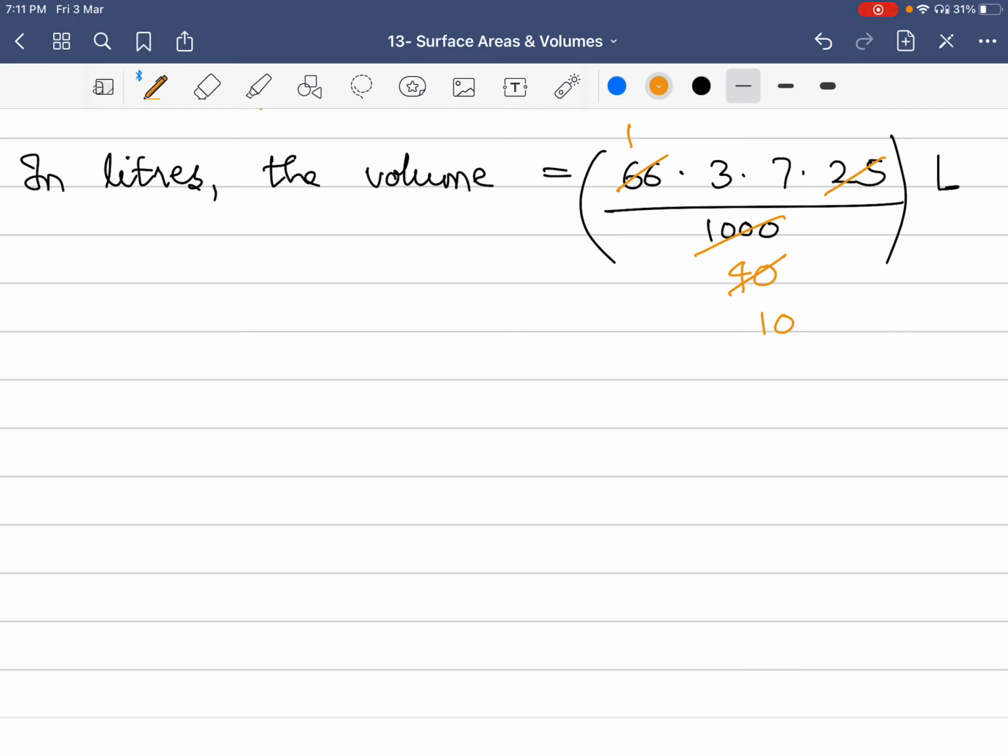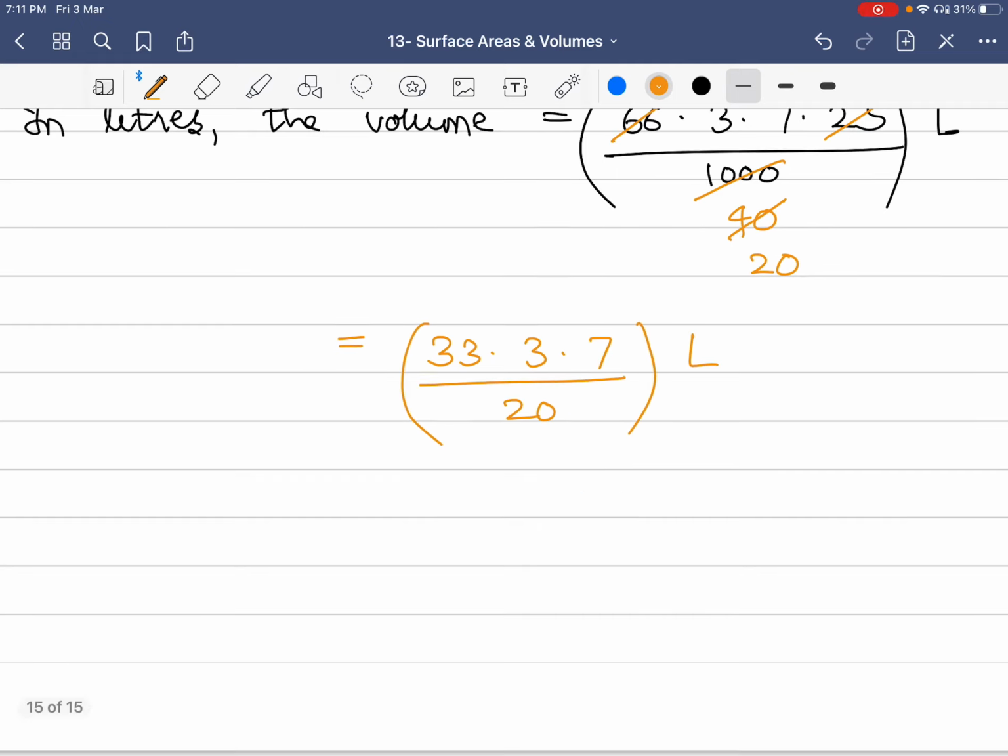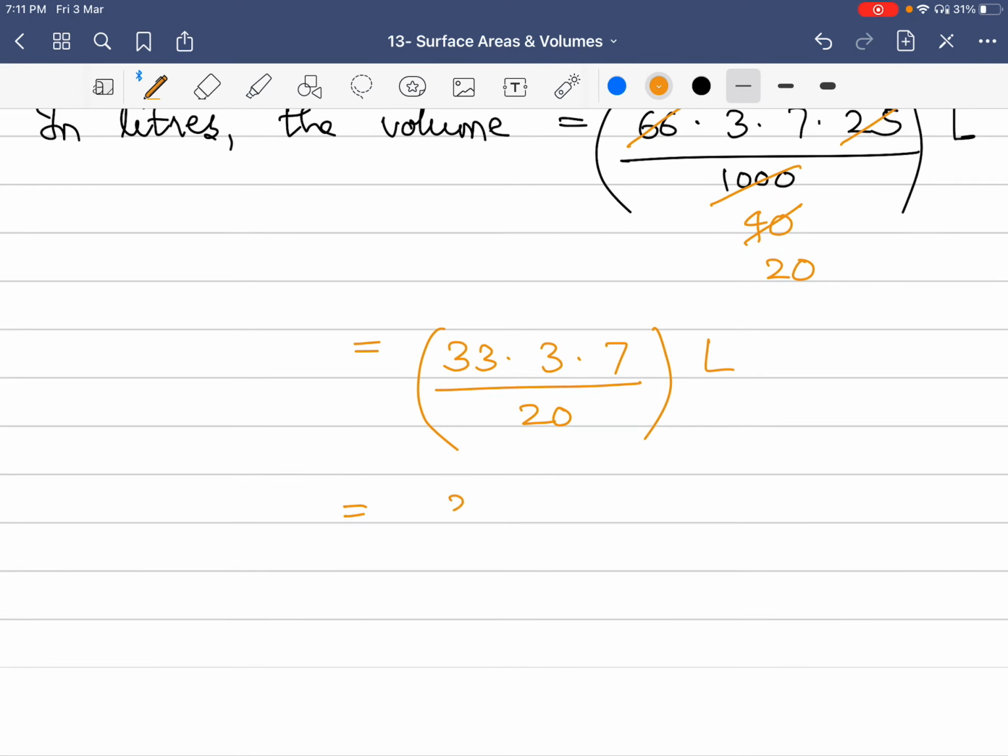4 into 1 is 4. Oh, this is not divisible by 4. Let's go by 2. So let's divide this by 2. So this will be 20, and if you divide this by 2, this will be 3 and 3, 33. Eventually we will get 33 into 3 into 7 whole divided by 20. This is again in liters. So now we can simplify this. This is equal to 33 into 21, the whole divided by 20, in liters. So roughly, this 20 and this 21 will cancel each other, and it will be 33 liters.